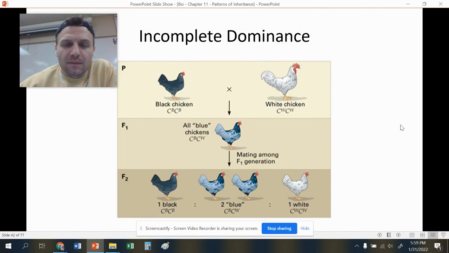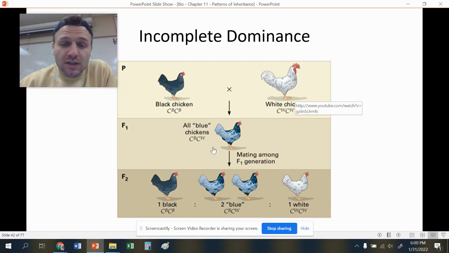These are chickens called Andalusian fowls. They also express through incomplete dominance, where you can see we have the black chickens, we have the white chickens, and in the middle we have these chickens called the Andalusians. They're the blues. They're not really blue. They're, like I said, a bluish, grayish color, but they're in between the black and the white chickens here.